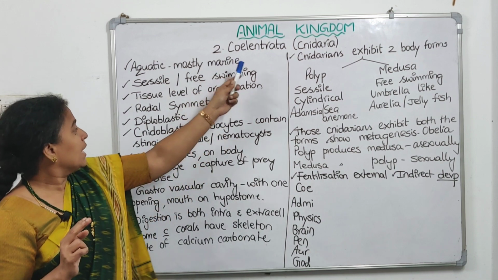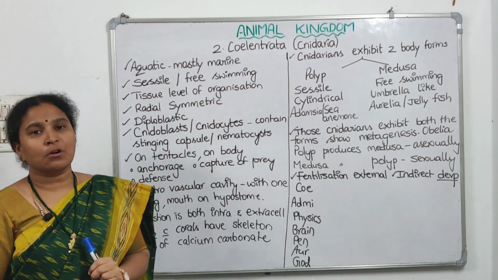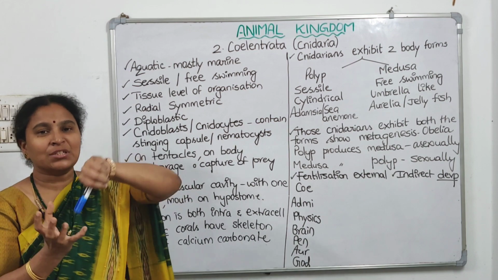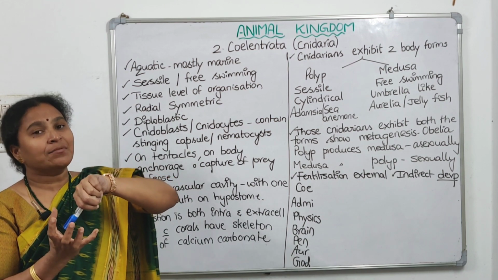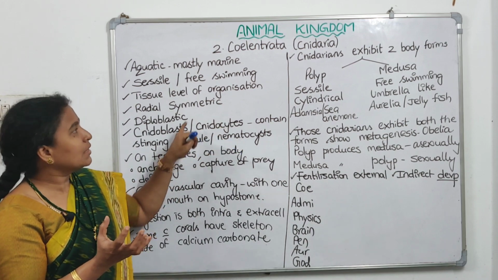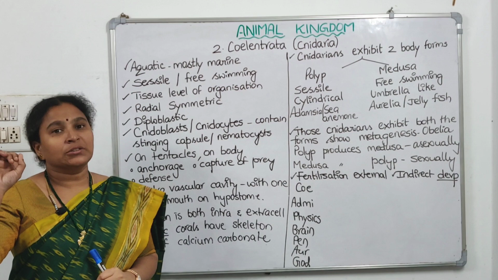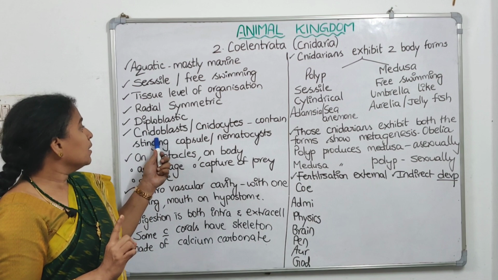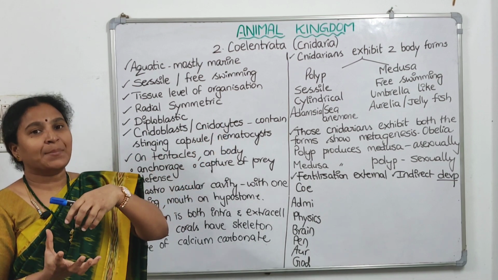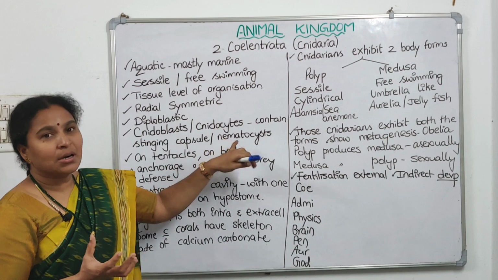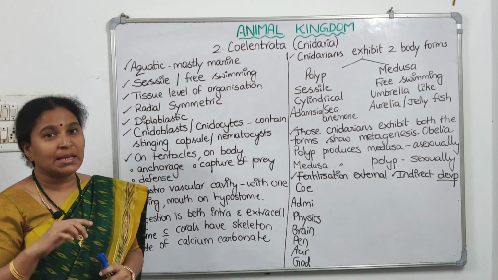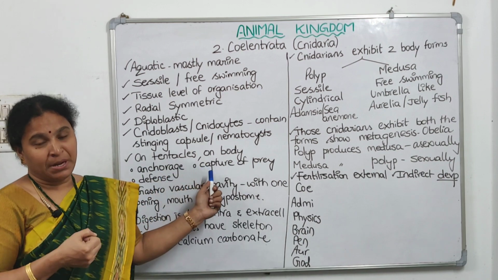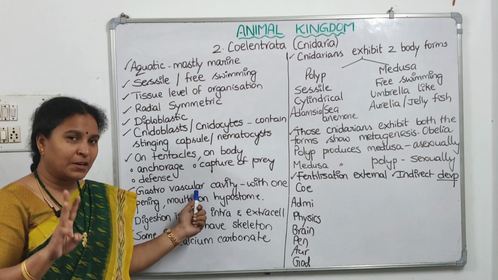The word Cnidaria comes from cells which are called cnidoblasts or cnidocytes. Inside this cnidoblast or cnidocyte, they have a stinging capsule. Because of that stinging capsule, it got the name Cnidaria. Sponges' exclusive cell is the choanocyte or collar cell. Coelenterata's exclusive cell is the cnidoblast or cnidocyte. They contain a capsule called the stinging capsule or nematocyst. This nematocyst helps in anchorage, it helps in capture of the prey, and it helps in defense also. Three functions it is doing.